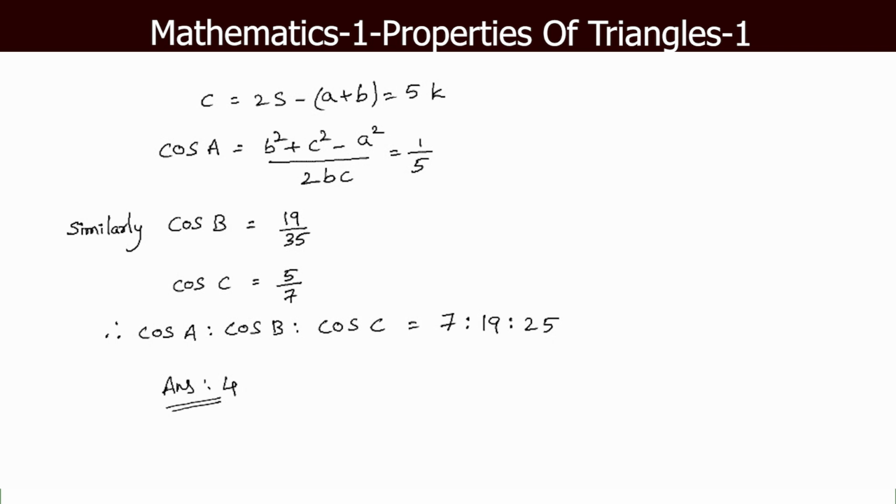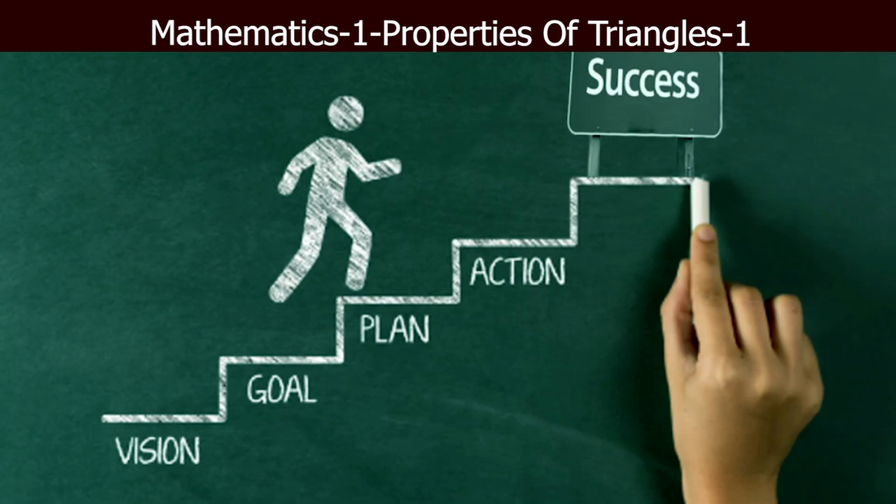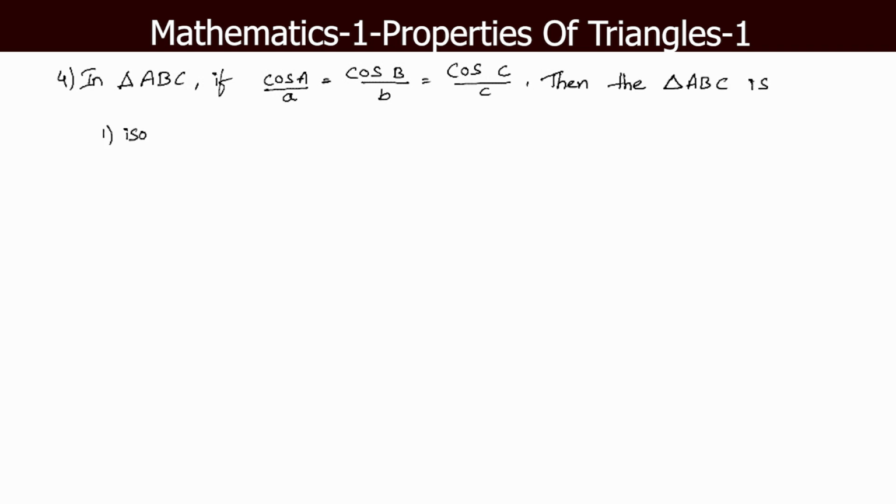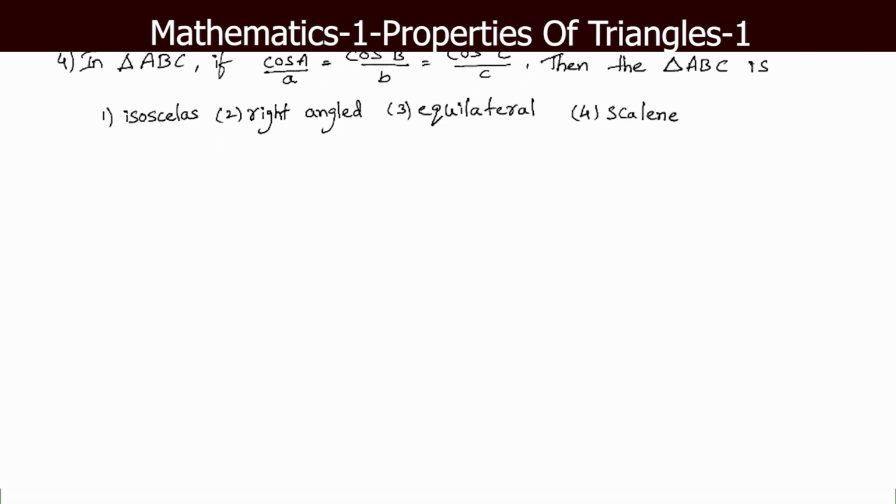That means the correct answer is option number 4. Problem number 4: In triangle ABC, if cos A by a is equal to cos B by b is equal to cos C by c, then the triangle ABC is: 1. Isosceles, 2. Right angled, 3. Equilateral, 4. Scalene. That means none of the above.